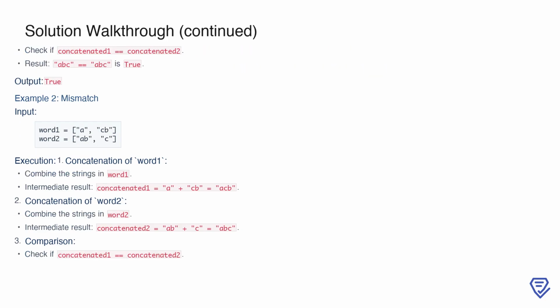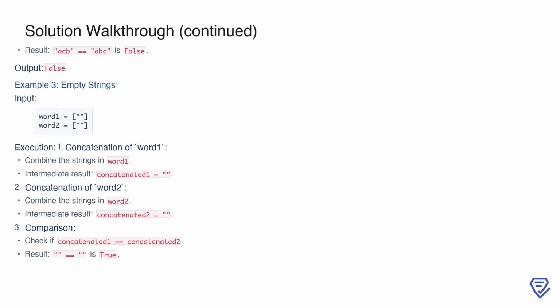The second example highlights a case where the strings do not match. Here, word1 is ["a", "cb"], and word2 is ["ab", "c"]. When we concatenate the strings in word1, we get a combined with cb, resulting in acb. For word2, we concatenate ab and c, giving us abc. Now, comparing these two concatenated results, we see that acb is not equal to abc. Therefore, the output for this example is false. This demonstrates how the solution correctly identifies mismatches between the concatenated results.